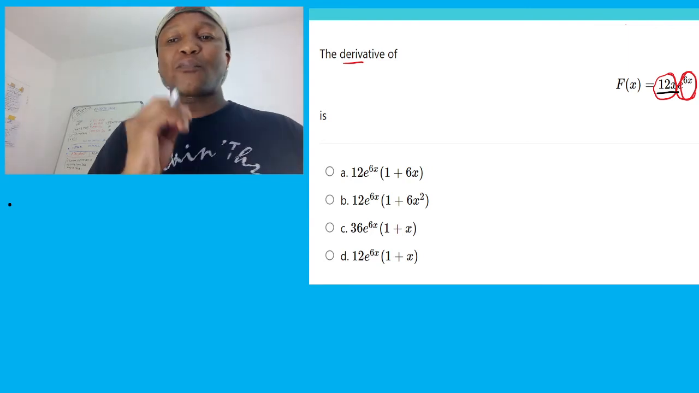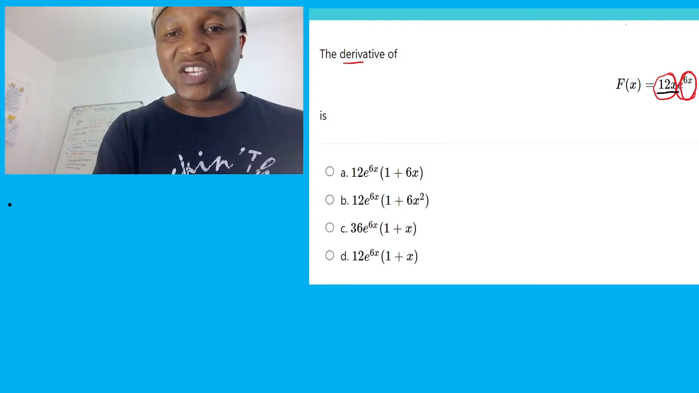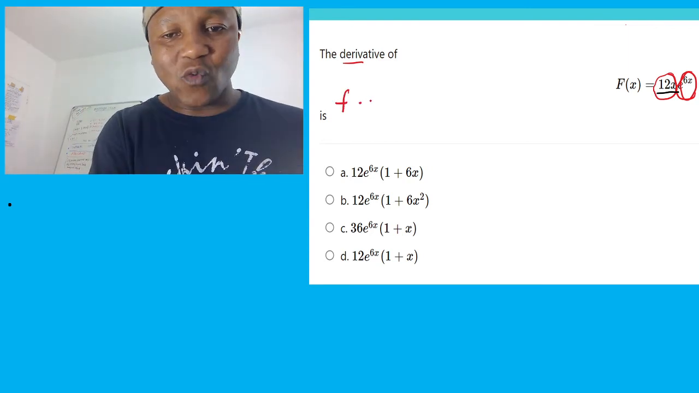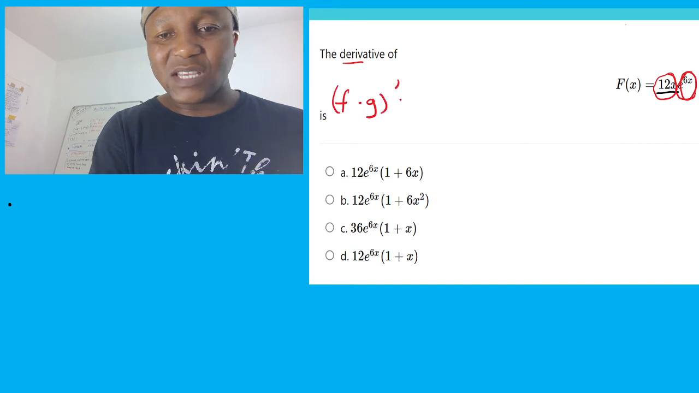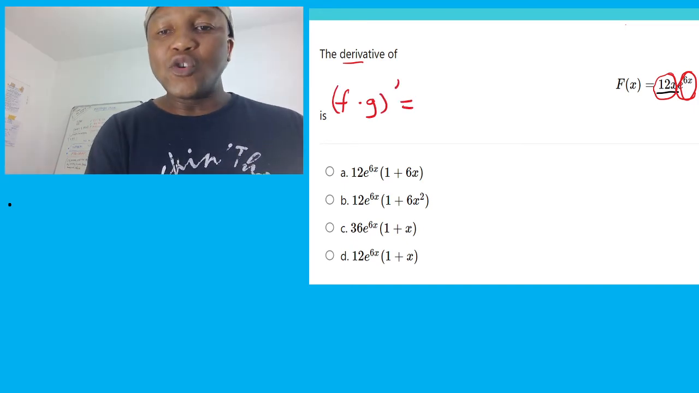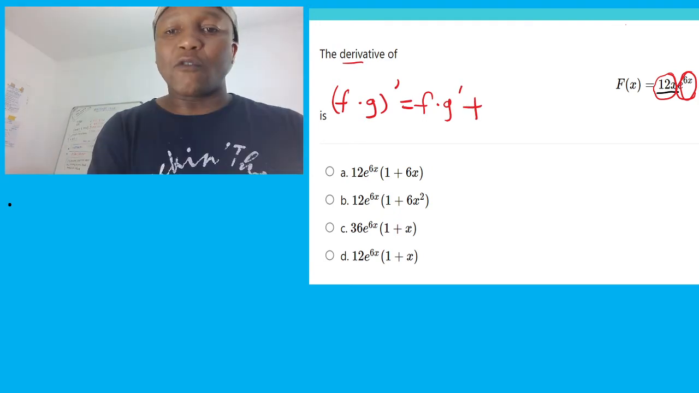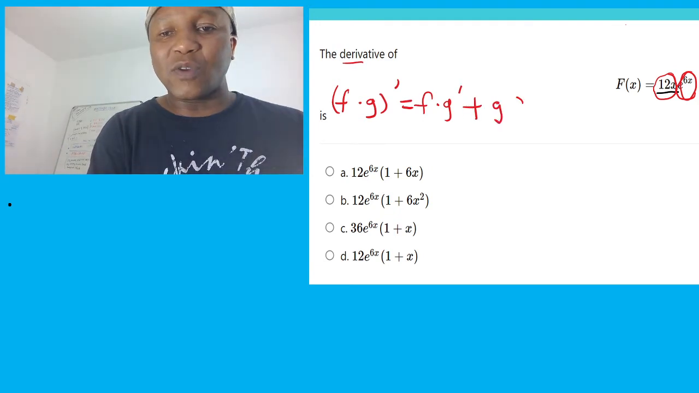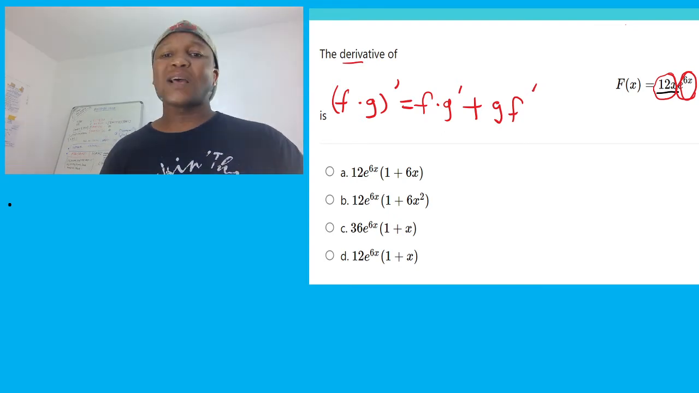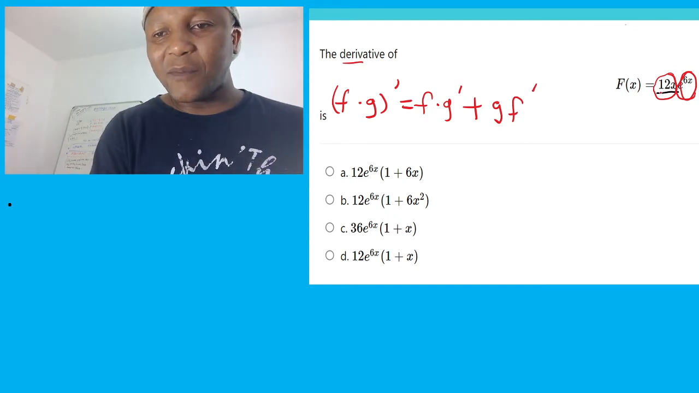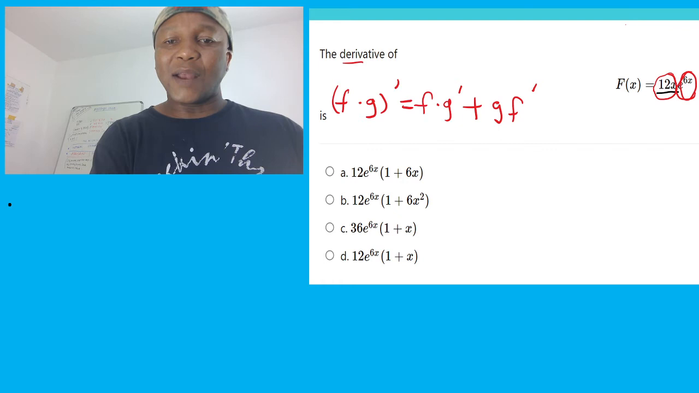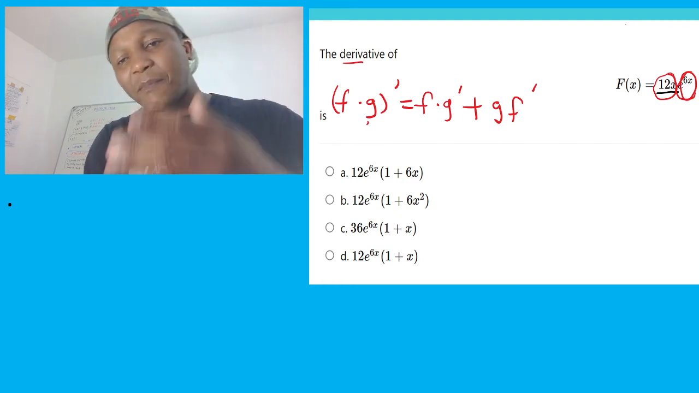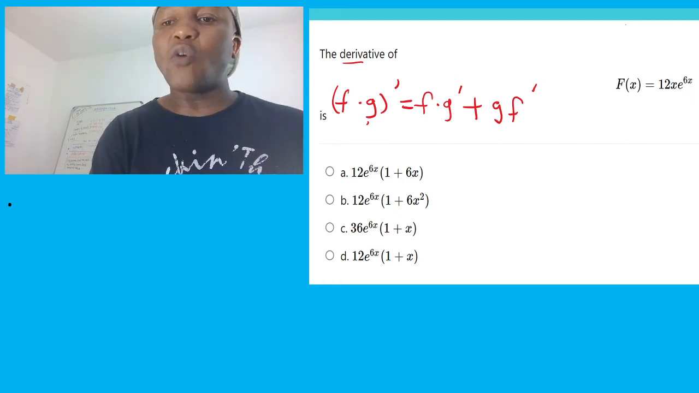Now from the product rule of differentiation, say I have f, meaning one function, times another function g. When you derivate, you keep the first one constant and differentiate the second one, and then you plus the other way around: the second one is going to be constant and you differentiate the first one. So what does that mean? What is our f for this case? Our f can be 12x, and our g is going to be what? E power 6x.